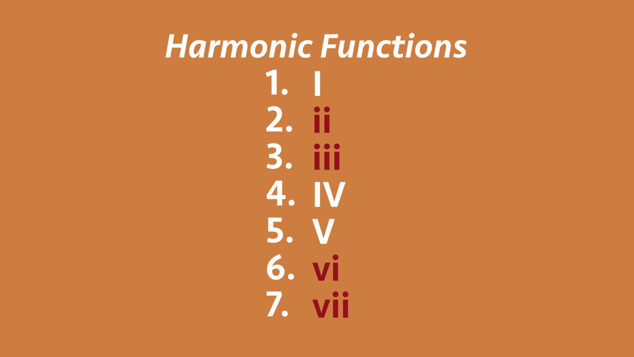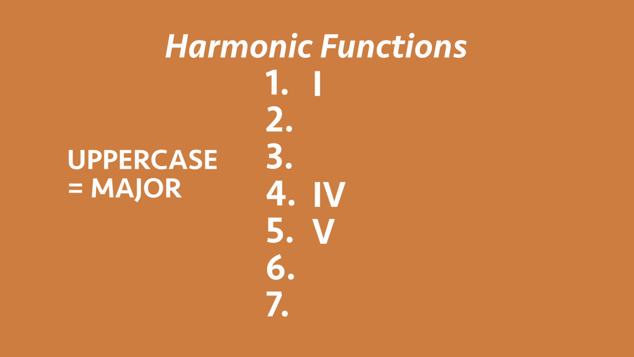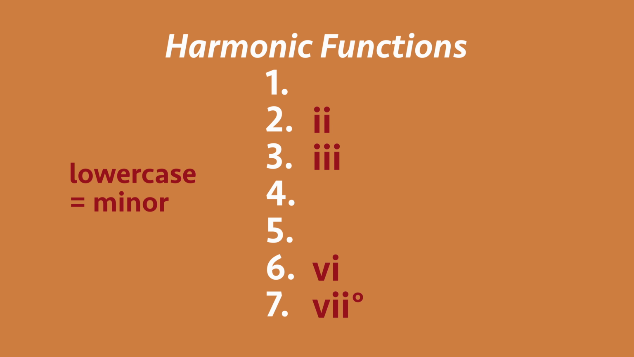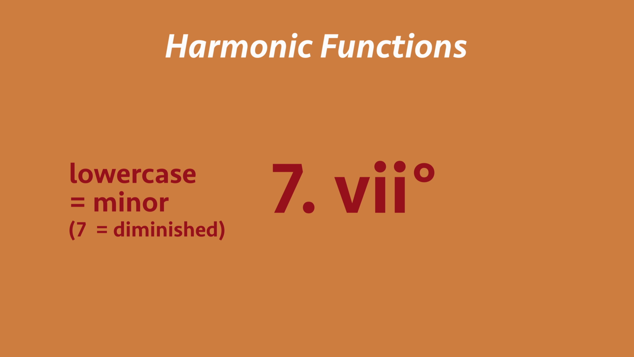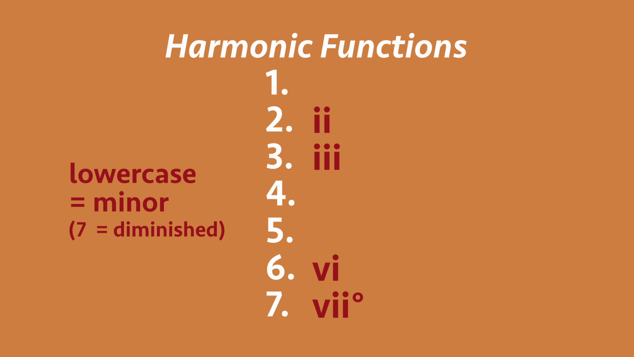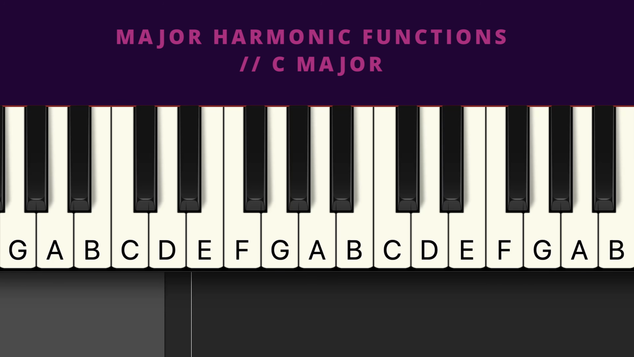Back with the Roman numerals in the harmonic functions, the ones in uppercase are major chords, and the ones in lowercase are minor chords, except for step 7, which is actually a diminished chord. But we'll talk more about the minor and the diminished chord in the next episode. Okay, so let's take a look at the harmonic functions from a C major scale.